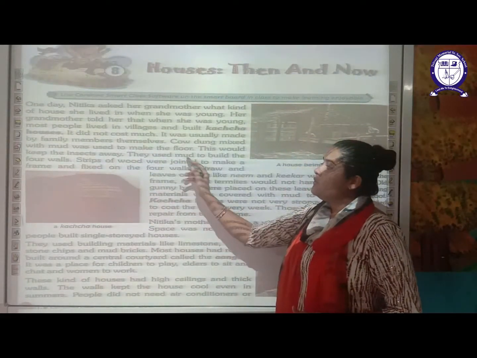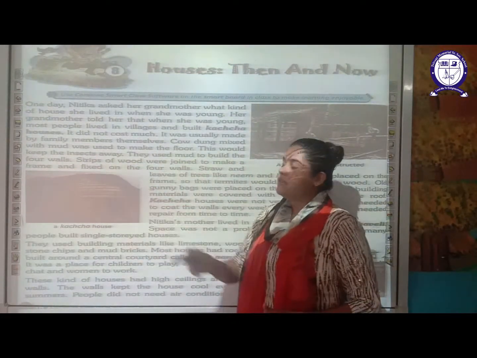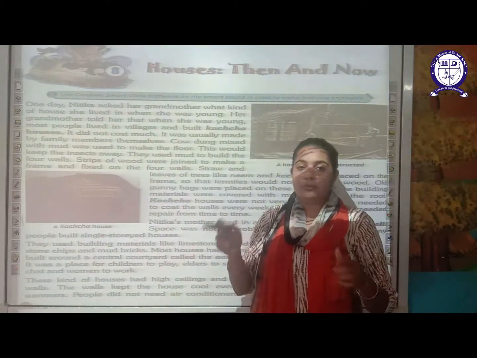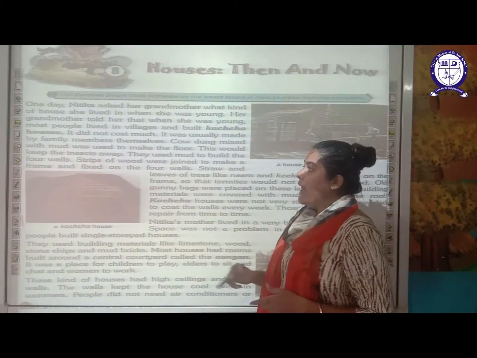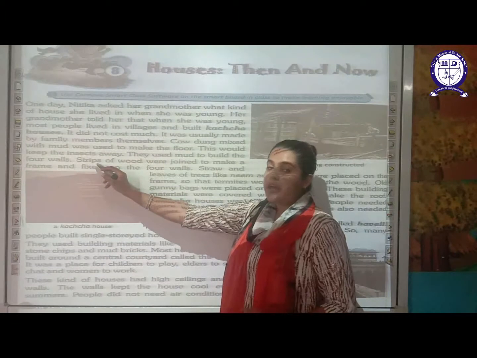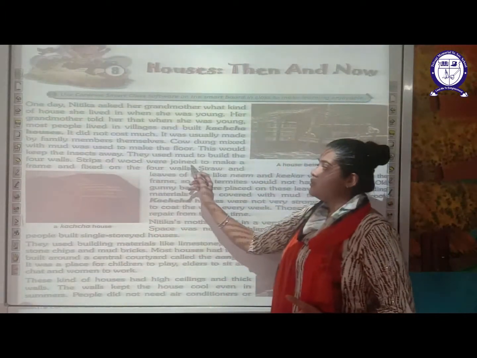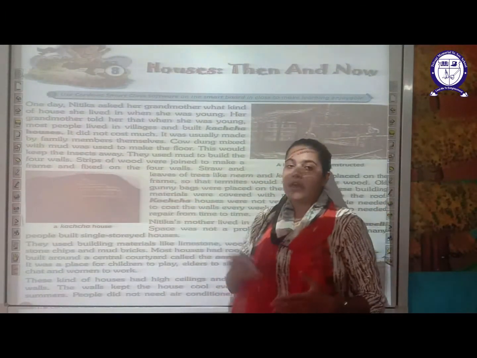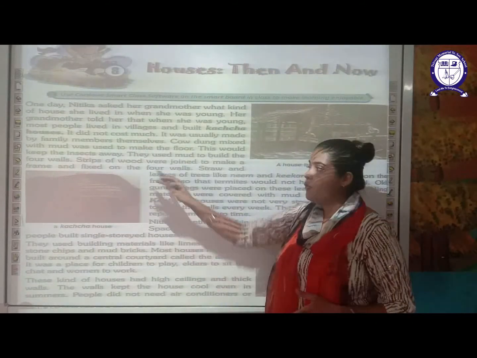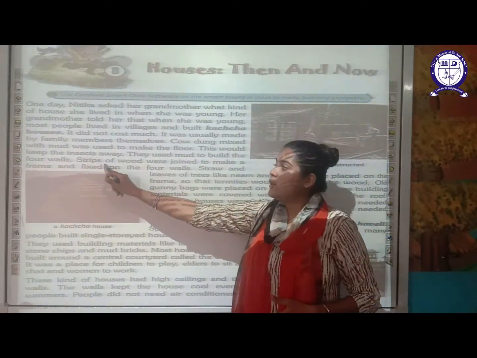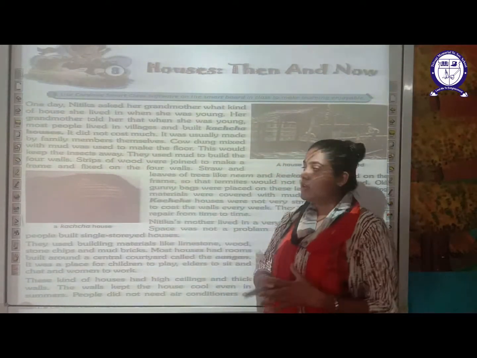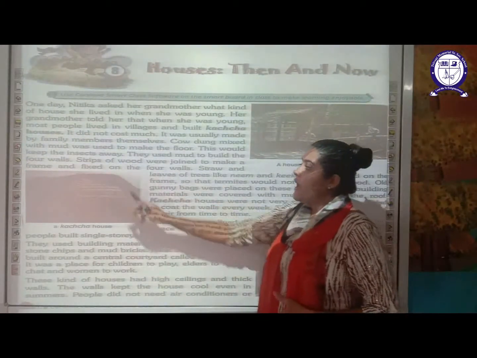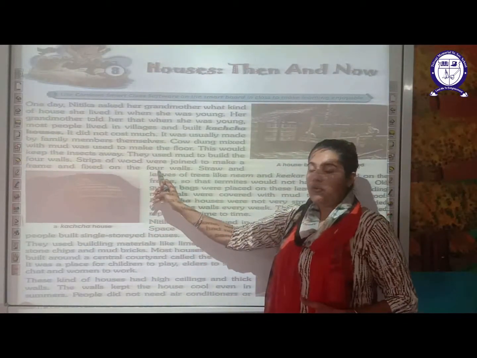Next, they use mud to build the 4 walls. With the help of mud they build the 4 walls of the house, and strips of wood were joined to make the frame. So they make the frame of the walls by joining the strips of wood, and fixing that on the 4 walls.